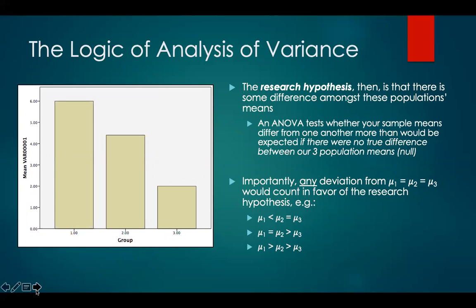And ANOVA tests whether your sample means differ from one another more than would be expected if there were no true difference between our three population means. Importantly, any deviation from mu1 equals mu2 equals mu3 would count in favor of the research hypothesis. For example, if mu1 is less than mu2, but mu2 is equal to mu3, that's still in favor of our hypothesis. If mu1 equals mu2, but mu2 is greater than mu3, that's still in favor of our hypothesis. And if mu1 is greater than mu2, which is greater than mu3, that also counts in favor of our hypothesis.